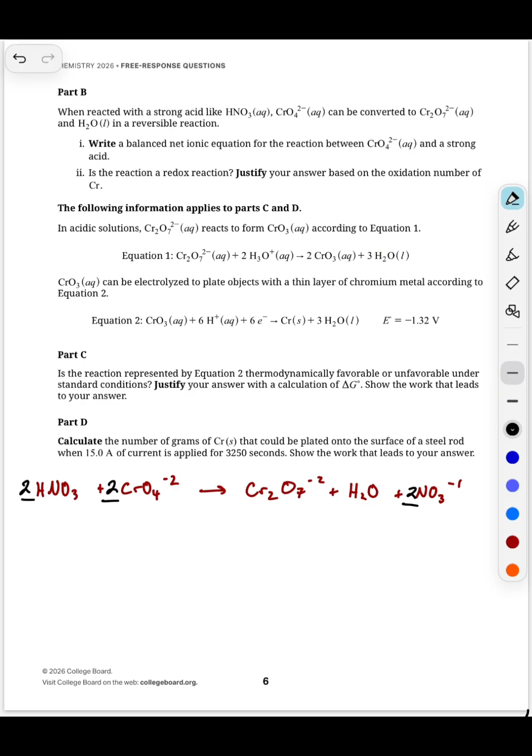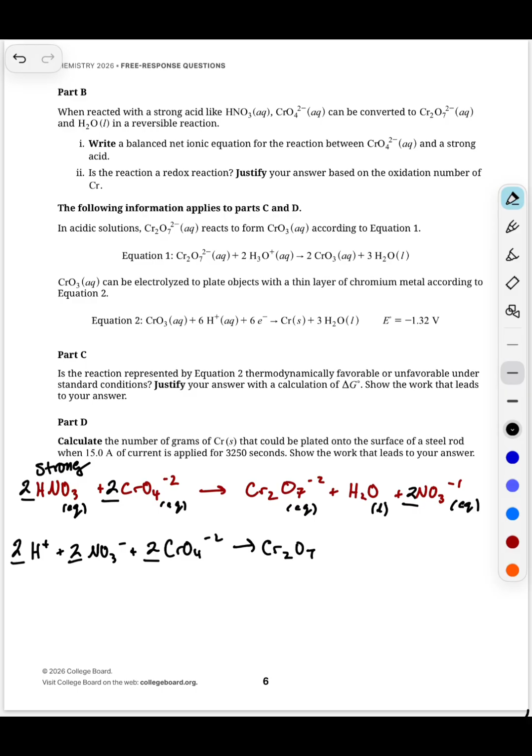Now we're going to write the complete ionic equation, where we break everything up into their respective ions. So let's include our states of matter here, where this is aqueous, aqueous, aqueous, liquid, and aqueous. Because this is a strong acid, we know that it ionizes 100%. So we get 2 moles of H+, and then 2 moles of NO3-. This is just an ion here, so the ion makes its way down. So then we have 2 moles of the CrO4 2-, and then we have another ion, so it just gets brought along for the ride.